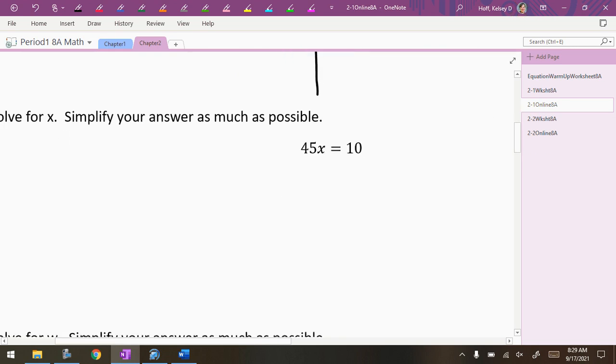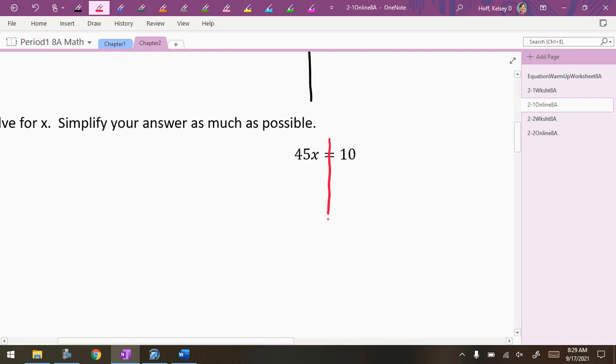Solve for x. Simplify your answer as much as possible. This time, the variable is right next to my coefficient. So we're going to divide both sides by 45. 45 cancels on that side, so I have 1x. In your calculator, type 10 divided by 45. Anybody else get 0.2 repeating? Okay. Will Miss Hoff accept that? No, because it did not start with decimals.